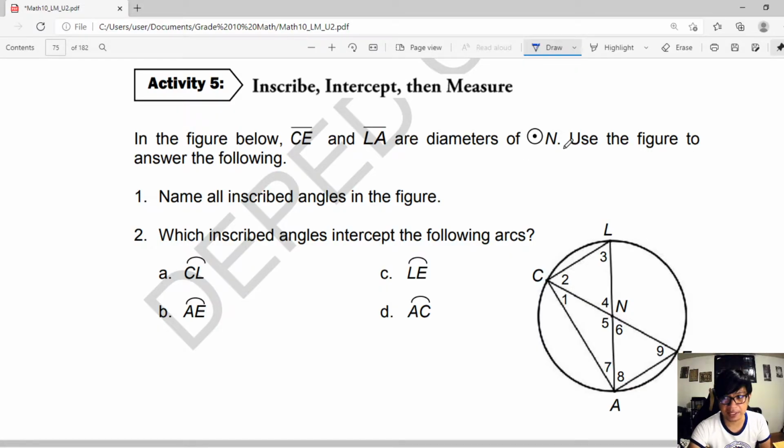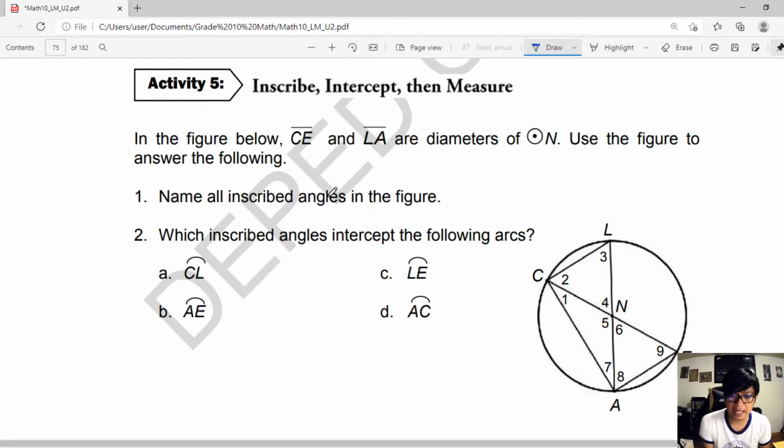When we say diameters, it is the longest chord, and it is a line on a circle that passes through the center of the circle. So CE and LA are diameters. Use the figure to answer the following. Number 1, name all inscribed angles in the figure.